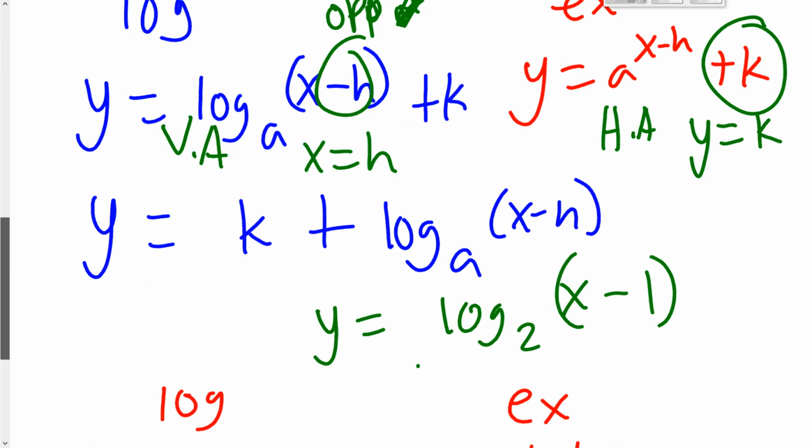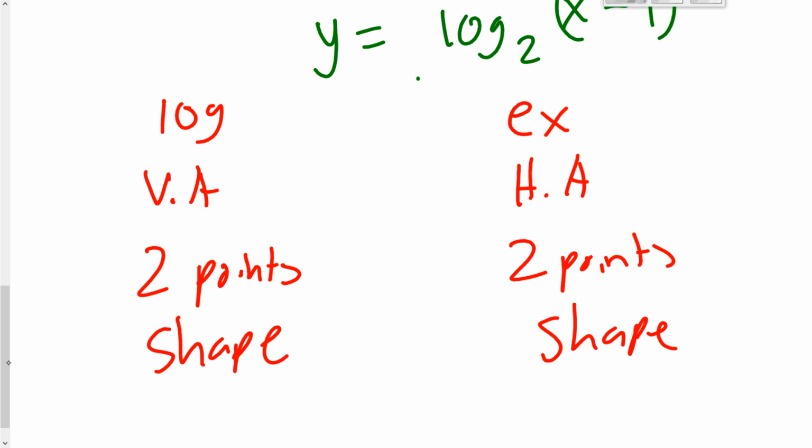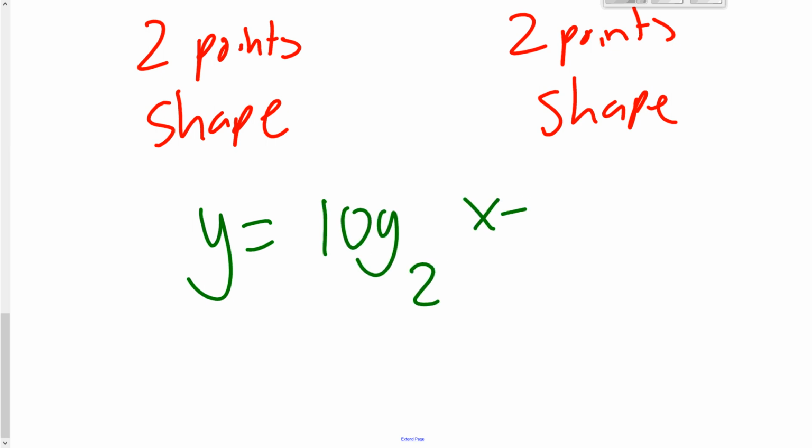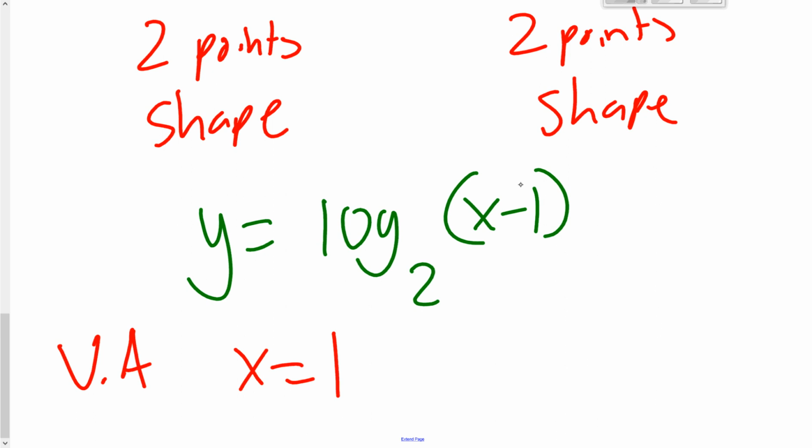Okay, so let's go ahead and do some examples, and let's graph some equations. Let's start with the one I just gave you: y equals log base 2 of the quantity x minus 1. First we start with the vertical asymptote, and that's the opposite of what's with x, so that would be x equals positive 1. Or you can think about what would I plug in for x that makes this parenthesis 0? Because I can't take the log of 0. So x equals 1.